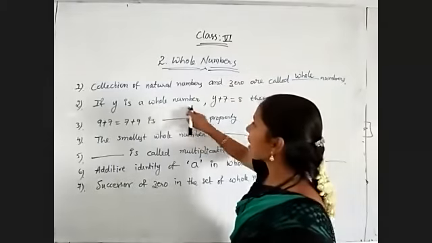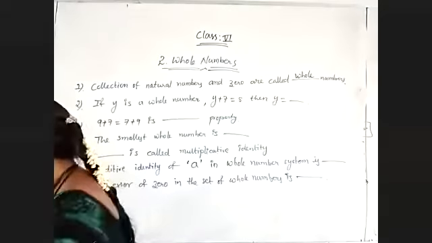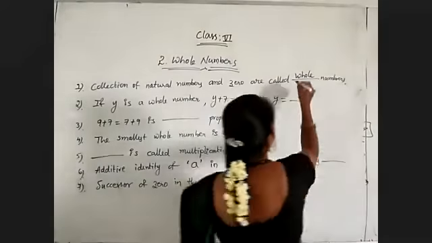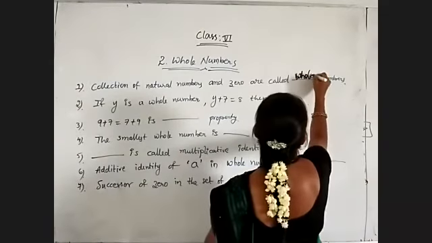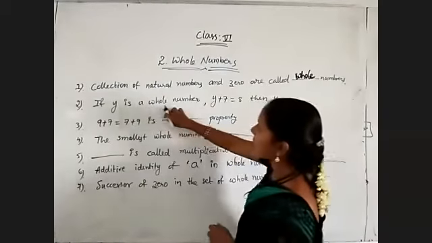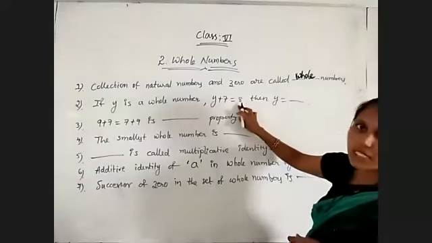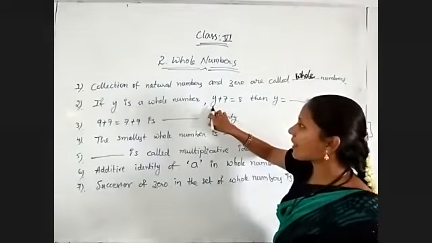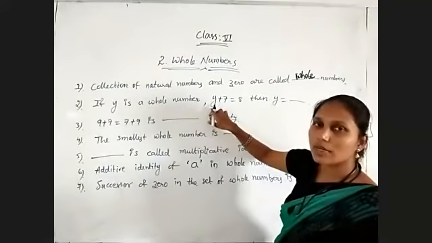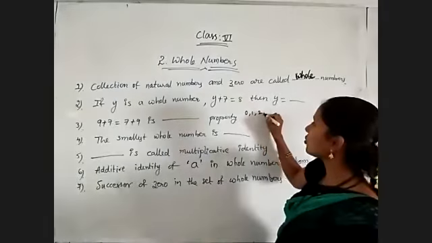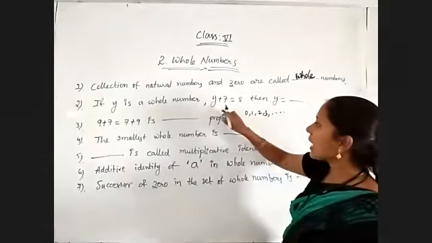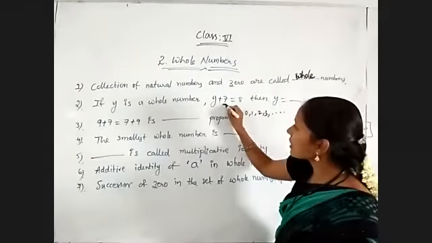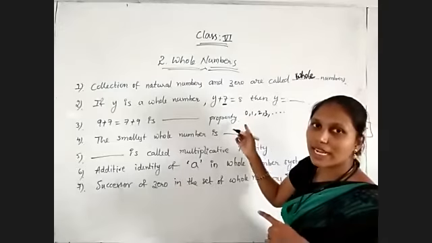If y is a whole number, so here these are called whole numbers. And y is a whole number, y plus 7 is equal to 8, then what will be the y value? See, they are telling y value is a whole number. Means whole numbers start with 0, 1, 2, 3 and so on. And their sum y plus 7 is equal to 8. For 7, which number must you add to get 8?